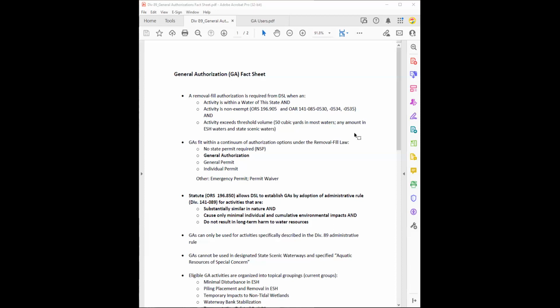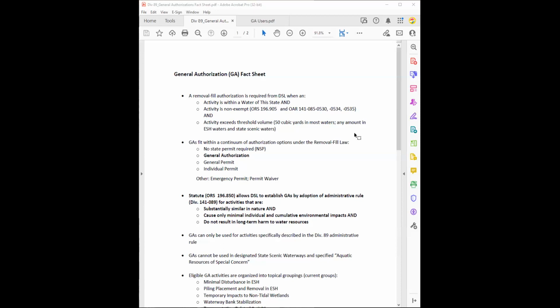The next least restrictive permit pathway is the general authorization. It's what we're talking about here. General authorizations use a relatively simple notification form that folks submit to DSL, and we have 30 days to tell them whether they're eligible or not. So it's a pretty quick process that requires a fairly basic level of information from the applicant. Things tend to move along quite quickly with the general authorization.